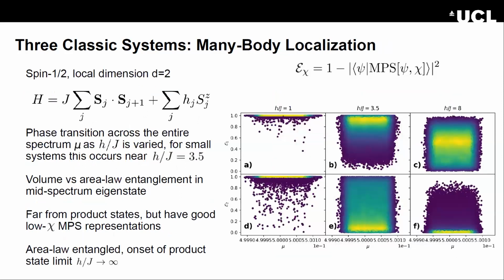And finally, many-body localization. This is another one which involves these non-separable but area-law entangled states.